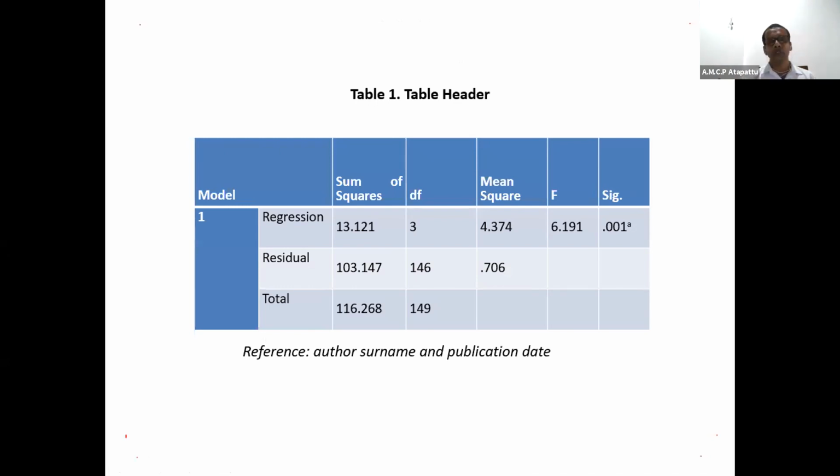Now, if you are using a reference for the table, the reference should be the author's surname and publication date. This should be in italic. If you want to provide the reference source of this, you can use the author's surname and the publication date.